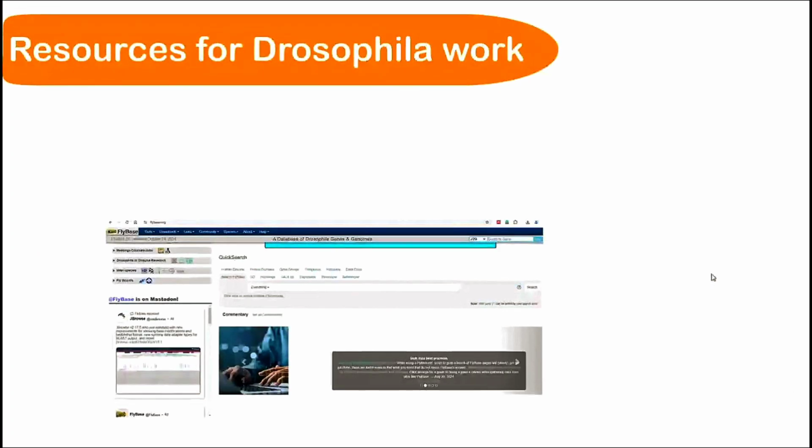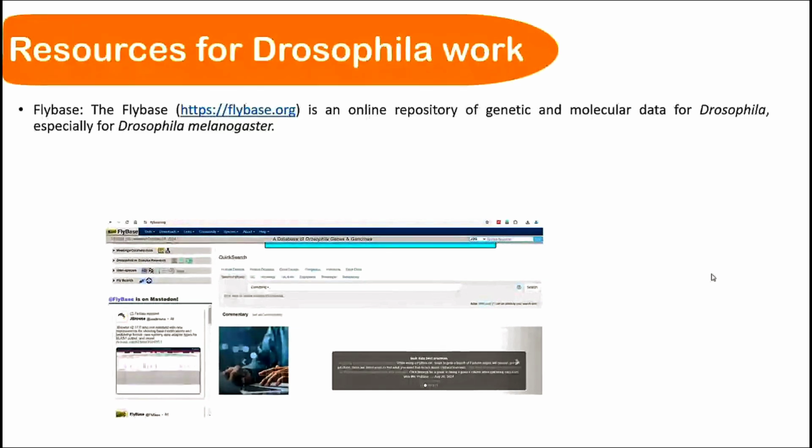So now, when you are looking into any organism from the perspective of a model organism, you are interested in what all information is available. A lot of information is available online with respect to Drosophila and the work which has been carried out. There is this website called Flybase, and just like we use the word database, because this is a database of Drosophila, we call it Flybase, right? Flybase is an online repository of data, especially the genetic and molecular data of Drosophila melanogaster.